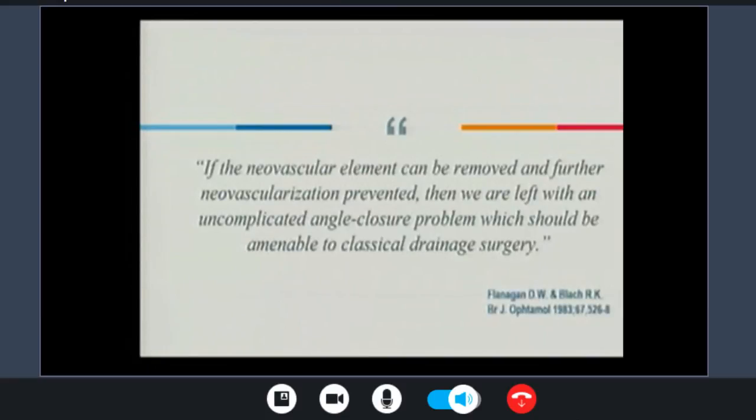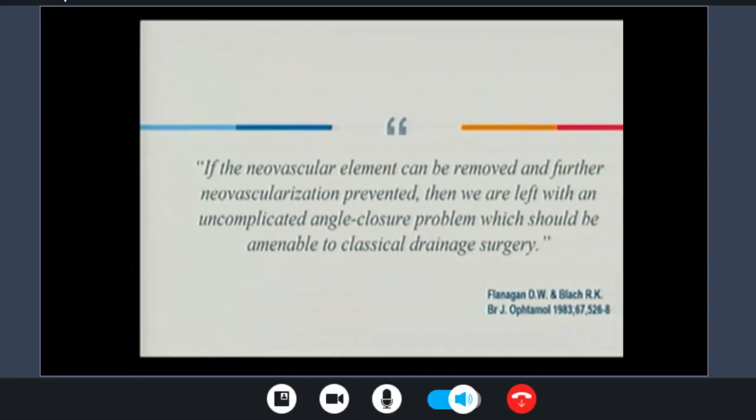Yeah, I brought this statement from an article I came across when I left KKESH. I worked here about 5 years on the board, and then I got an offer from the university. I went there. So I read this article by Flanagan and Black, which was reported a long time ago, in 1983. They discussed their experience with 3 cases, as far as I recall, of neovascular glaucoma. And what they had done, they ablated the retina by laser photocoagulation, what we are doing now.